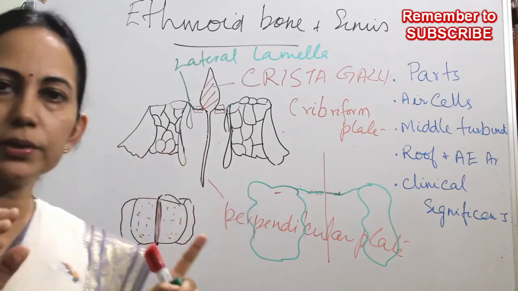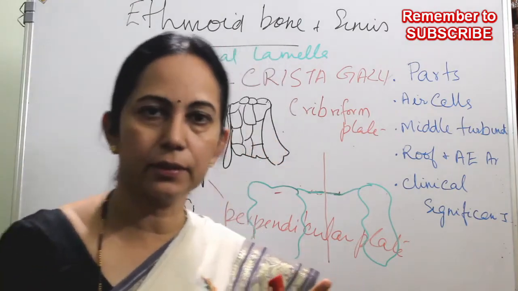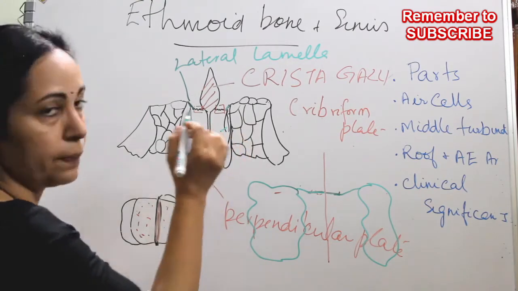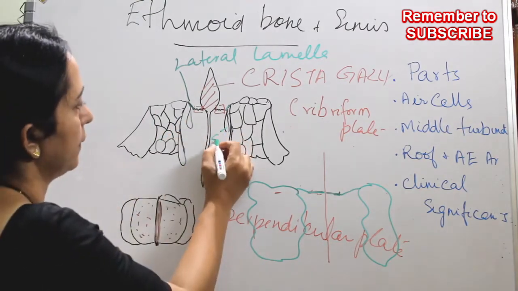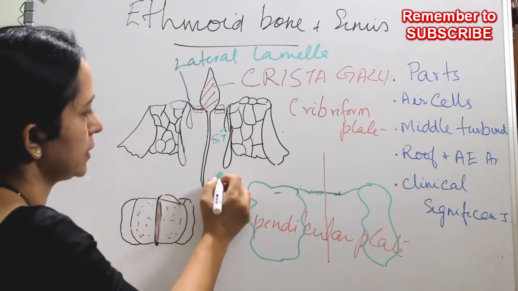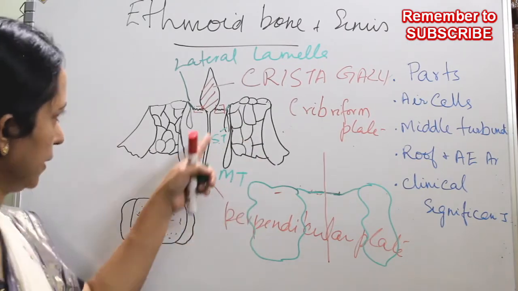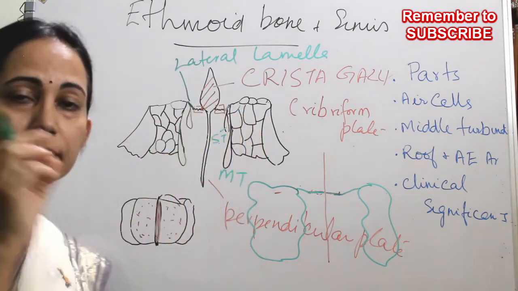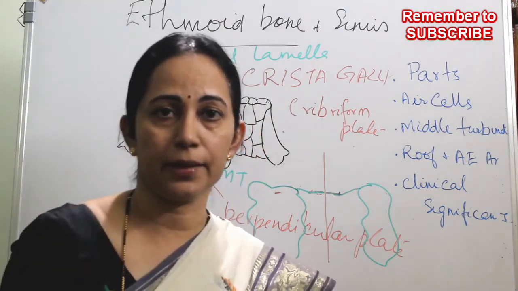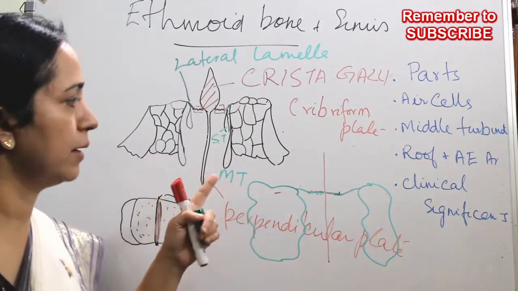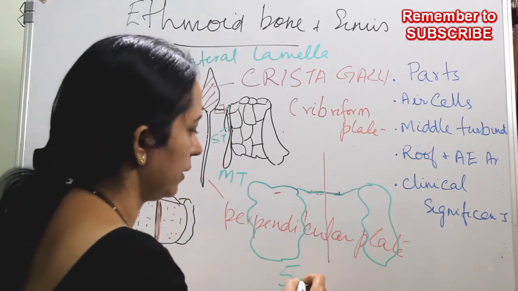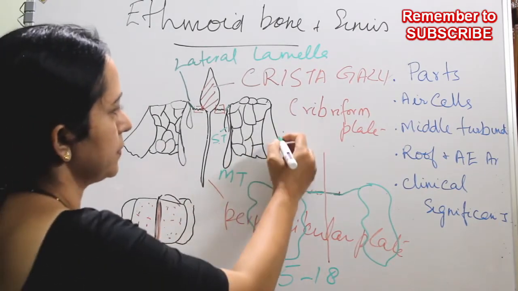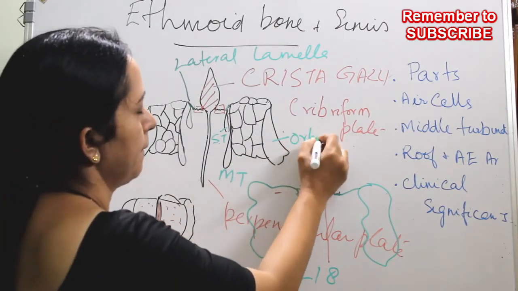Okay. And what all things are there in the ethmoid labyrinth? In the ethmoid labyrinth, you can see, what is this? This is the superior turbinate. And this one is the middle turbinate. This is the middle turbinate and this is the superior turbinate. And then there are the ethmoid air cells, ethmoid sinuses, around a total of 5 to 18. And then here comes the orbital plate.